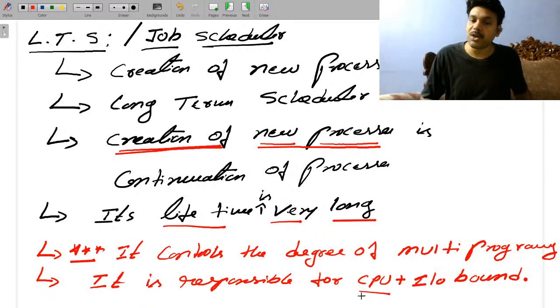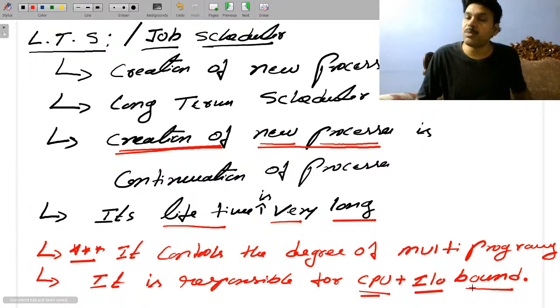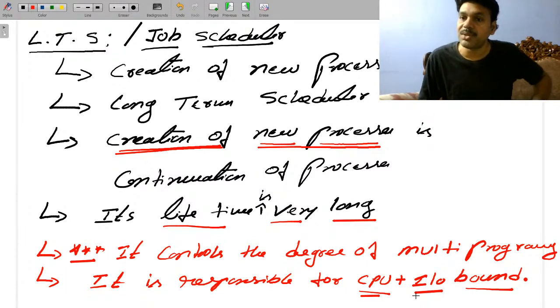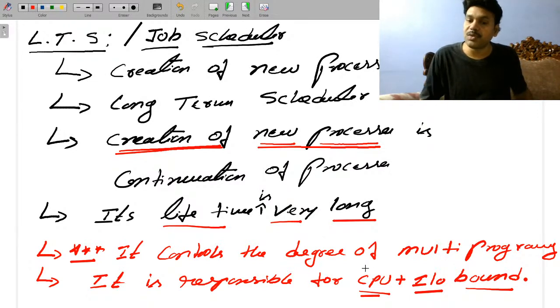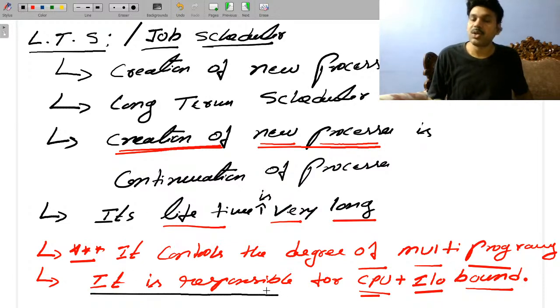With CPU-bound processes, throughput is reduced. If you have IO-bound processes, the idleness of the CPU is increased. So we want to take a combination of these two. That is one of the responsibilities of your LTS. The lifetime of the LTS is very long because the creation of processes is a continuous task.